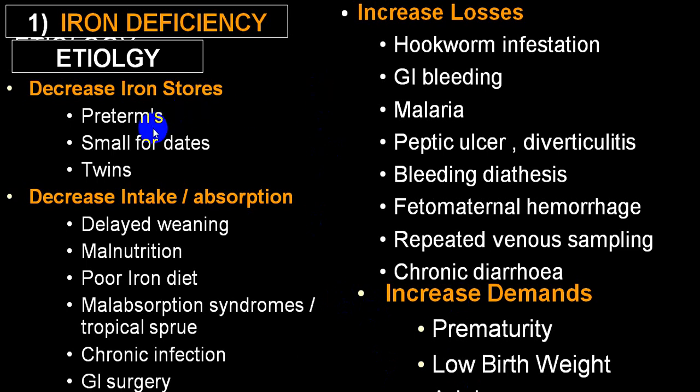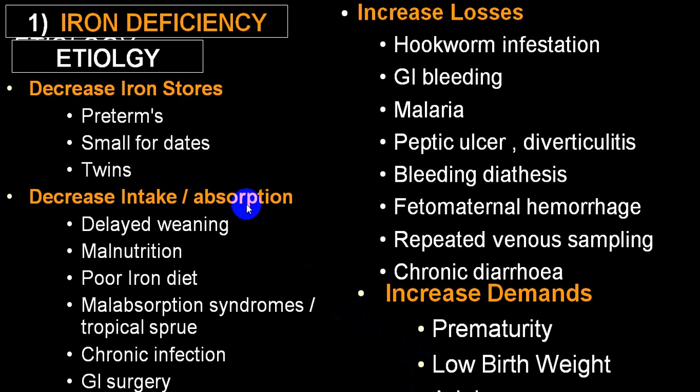Decreased iron store is very common in prematures, twins, small for dates, while increased demand will be in premature, low birth weight, adolescent and growing child. Also during pregnancy there will be increased demand.